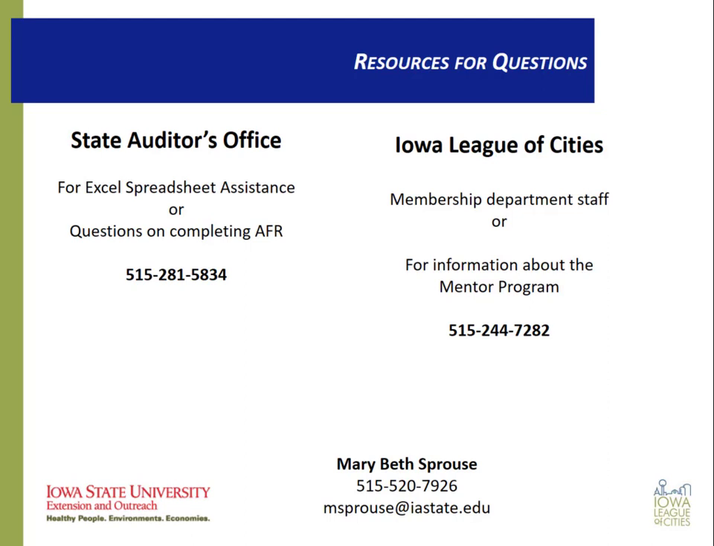The membership services staff will be happy to answer questions on the AFR or anything else that you have going on in your city. If you're new and feel like you need somebody to walk through this report with you one-on-one, you can also contact the League of Cities for more information about the mentor program. There are mentors all over the state that would be happy to come and work with you on a one-on-one basis to help you through this process. The Iowa League of Cities phone number is 515-244-7282.